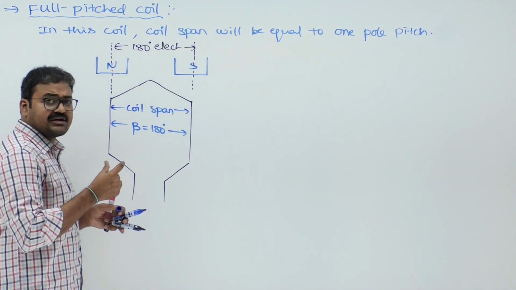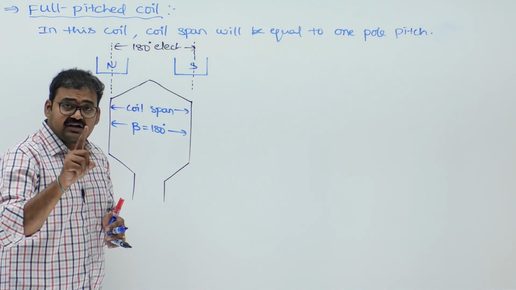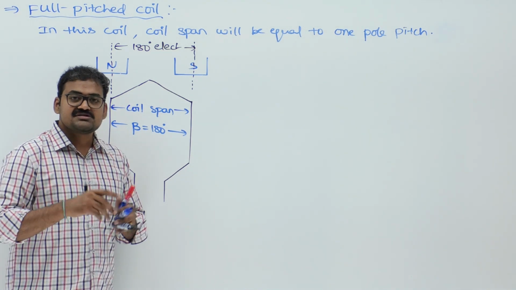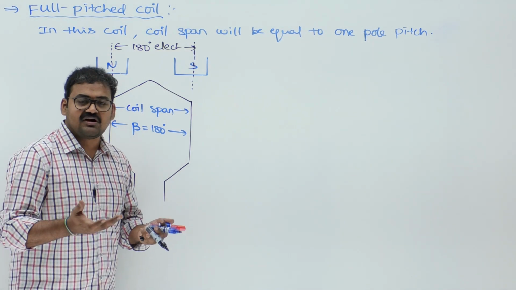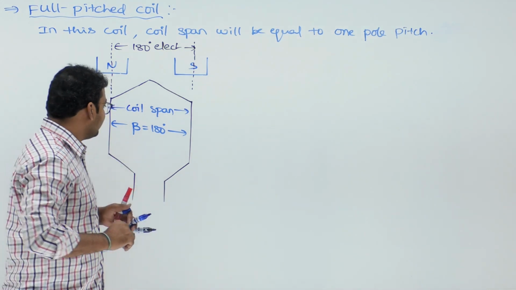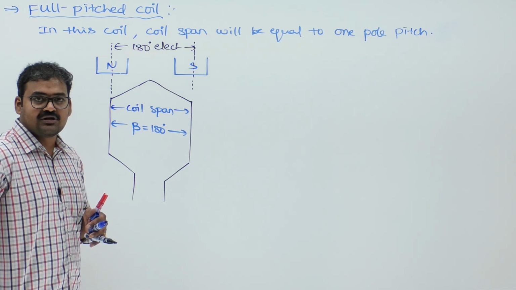Beta is a letter we will use to indicate coil span. And don't forget that the letters may differ from one textbook to another. In some of the textbooks they write beta, in some of the textbooks they write alpha. But the important thing is the definitions are important. Anyway, this is how a coil span is defined for a full pitched coil.